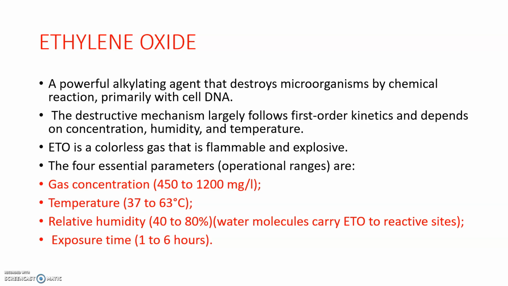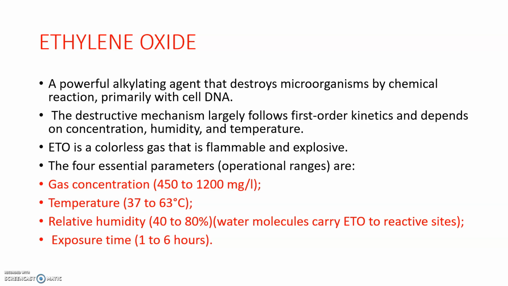First is ethylene oxide. It is a powerful alkylating agent which is capable of destroying microorganisms by chemical reaction. The main reaction is that it primarily interferes with the cellular DNA. The destructive mechanism largely follows first order kinetics, and the destruction depends upon the concentration, humidity, temperature, etc. Ethylene oxide is a colorless gas, and it is flammable and explosive too.